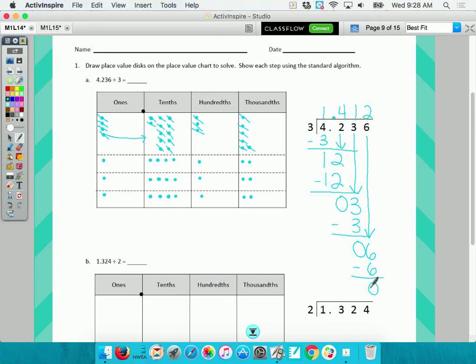Okay? I know I went slow, but I don't want to go so fast that you can't keep up. We're going to do one more of these, and then that'll be enough dots for a while, and we'll do some standard algorithm on the back.